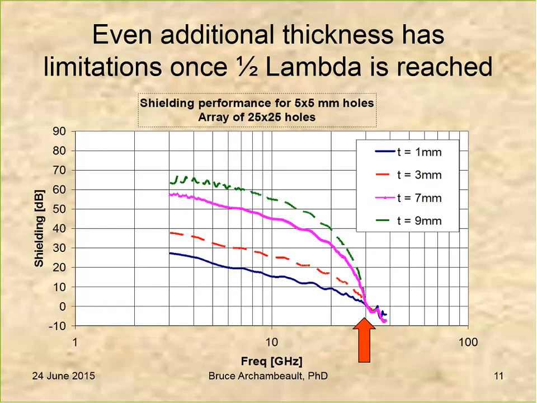But even with additional thickness, it's only going to be good up to a certain frequency. And once that half wavelength is reached, the holes are just not going to be performing anymore. And so you can see here that we get down to 0 dB at 30 gigahertz for the 5 millimeter holes, regardless of what the thickness is. And so something else has to be done if we're going to be using holes of this size.